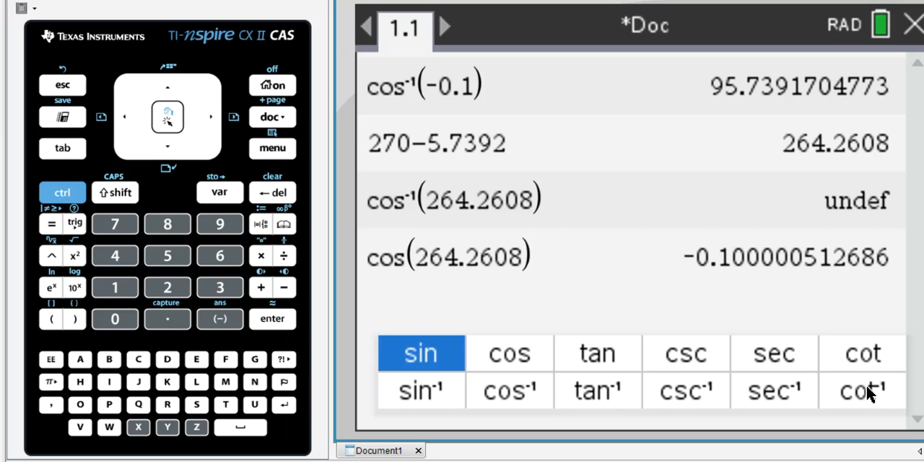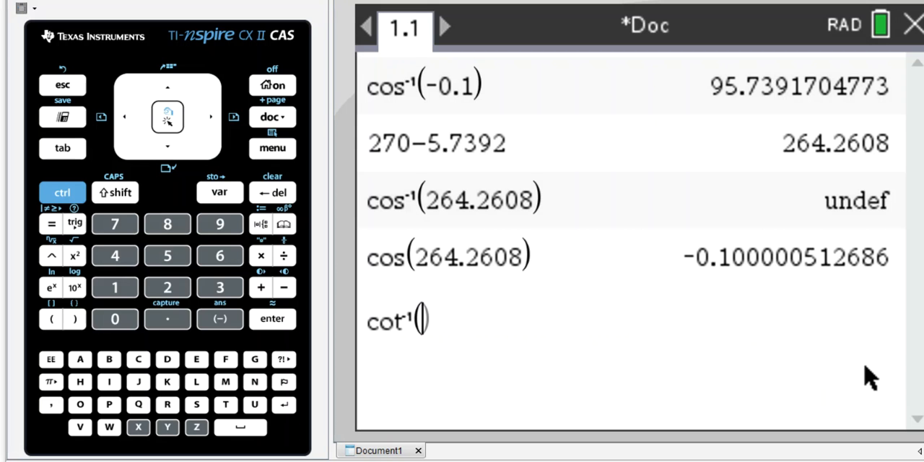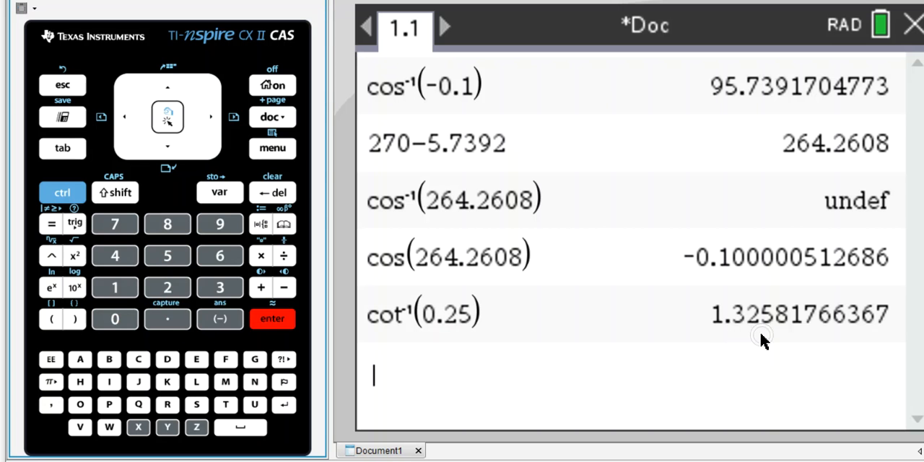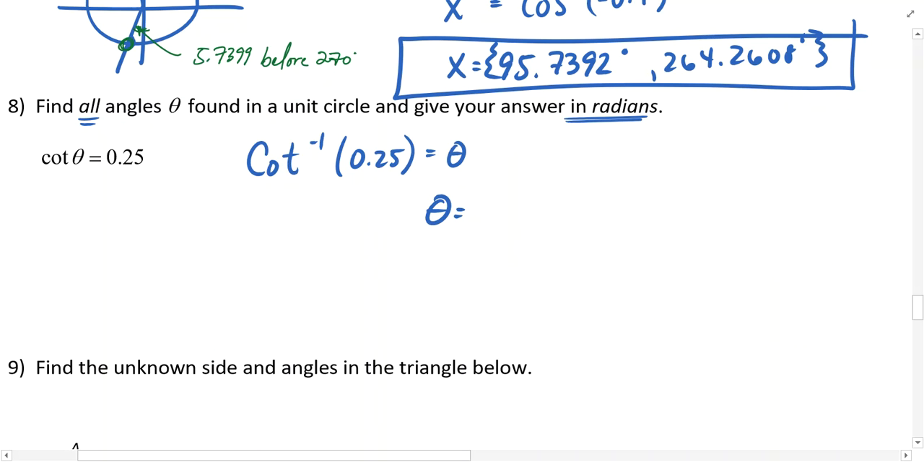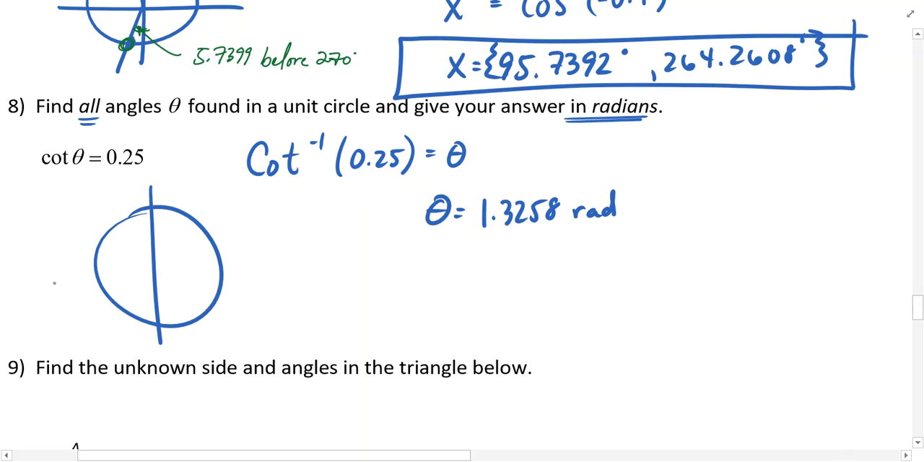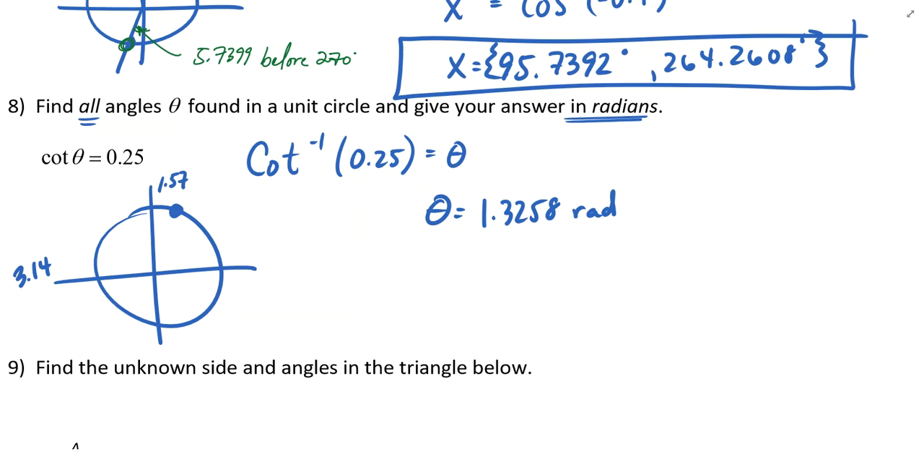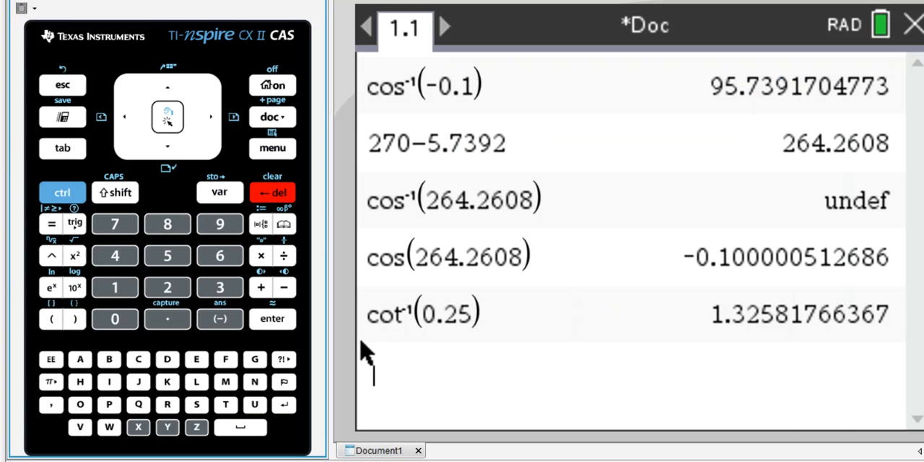We'll select inverse cotangent, and enter 0.25. So that's 1.3258 radians. Now it's not immediately clear where that sits in the unit circle, but certainly you can figure this out. Since this second position is pi radians away, we can simply add pi to this value. And with this calculator, we can take our previous result, add to it pi.